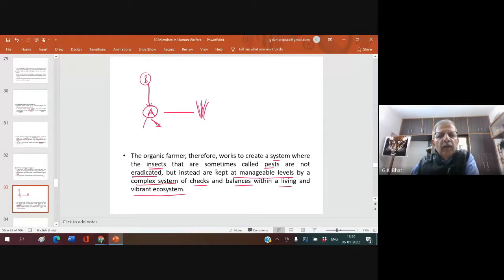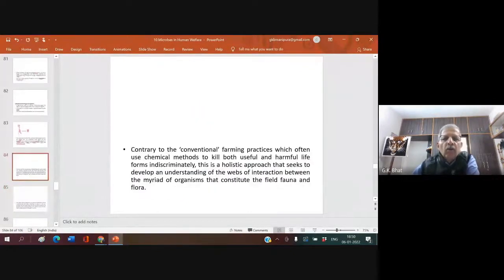If at all we remove it completely, the bird will not get the food. Another problem arises. So it is a check and balance. We don't eradicate completely. On the other hand, a check and balance is maintained. Contrary to the conventional farming practice, means the good old method which we used to do.